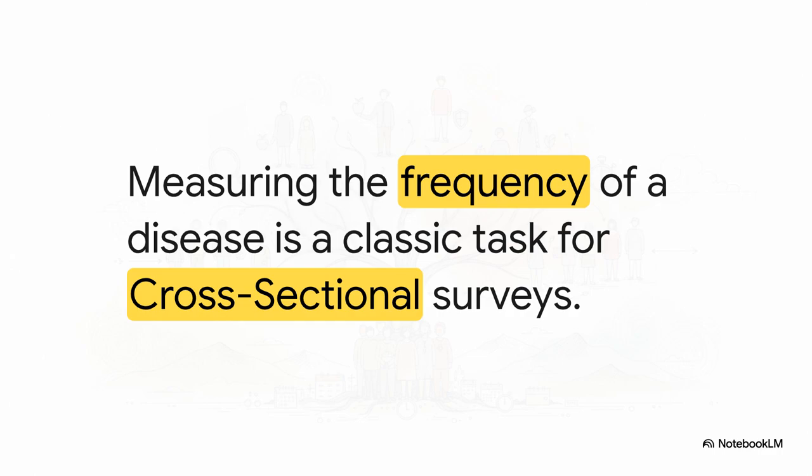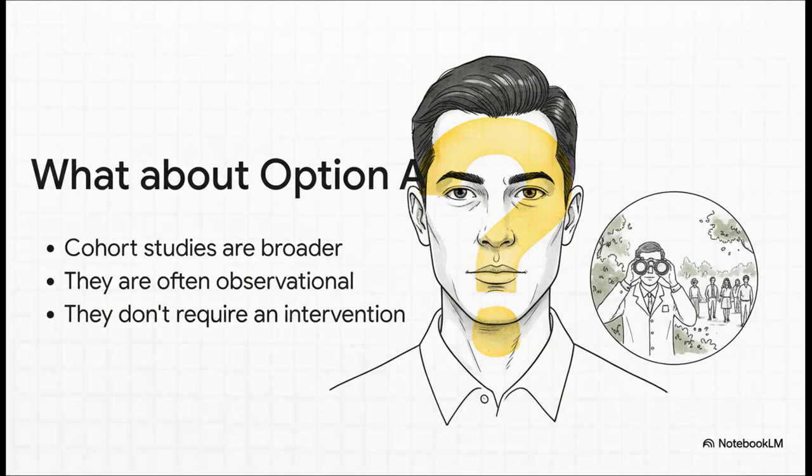It's getting smaller. So what about suspect A, looking at the effects of an intervention? This one is a little trickier. A cohort study can be used to see what happens after, say, a group takes a new medicine. But that's not its only gig. I mean, tons of the most famous cohort studies are just observational. The scientists just sit back and watch what happens naturally, with no intervention at all. The goal is much, much broader. So A can't be our primary culprit.